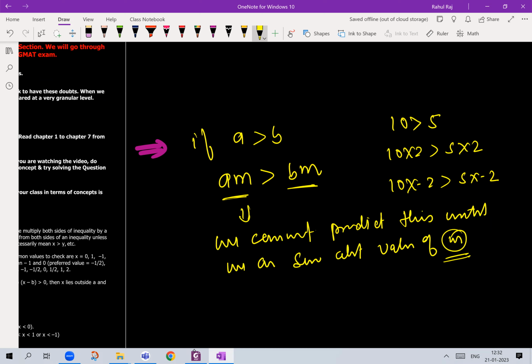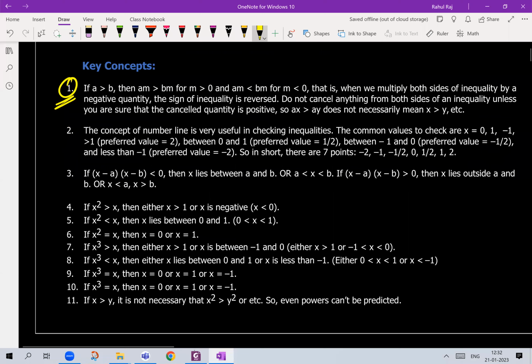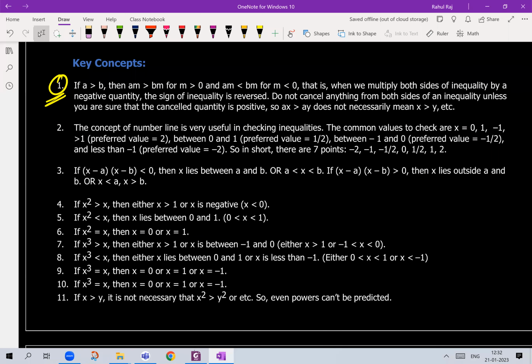Now look into point number 1, key concept. What we did right now, A greater than B, AM is greater than BM, we cannot predict this. Exactly the same thing. Please check. Is this understood? Point number 2 says nothing to you guys? Point number 2 says that when we solve the question, I'll try my best to solve 80% of questions algebraically.